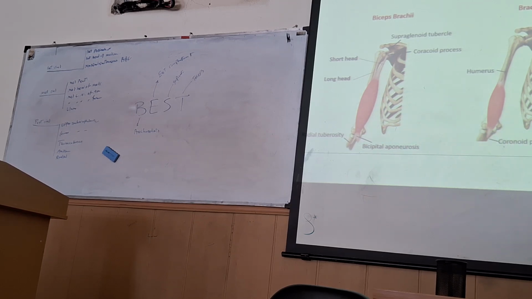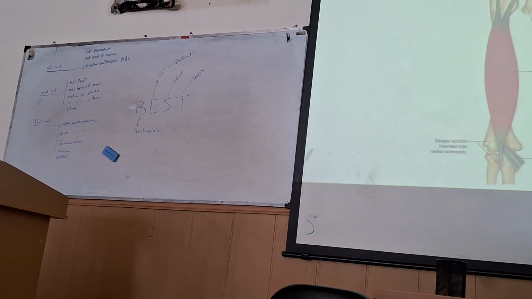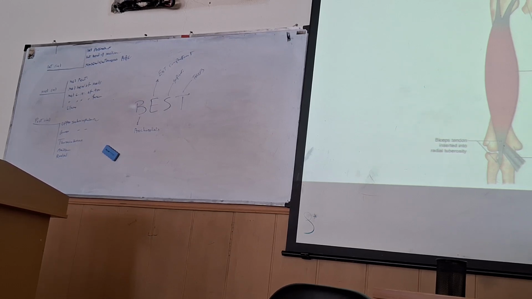Biceps and brachialis complete elbow flexion. Coracobrachialis does shoulder flexion. In addition, biceps acts in supination. So supination happens by the supinator muscle and biceps.